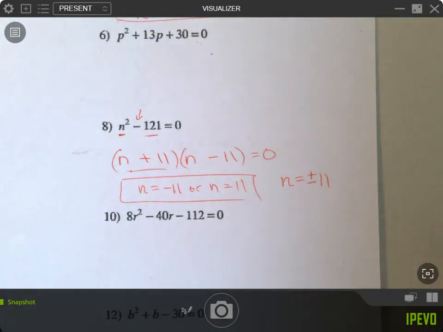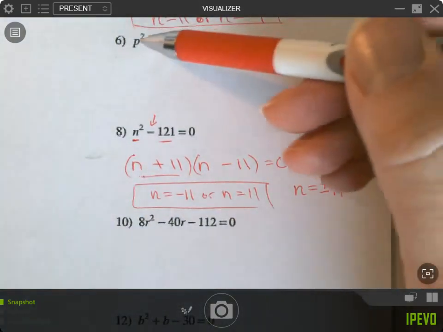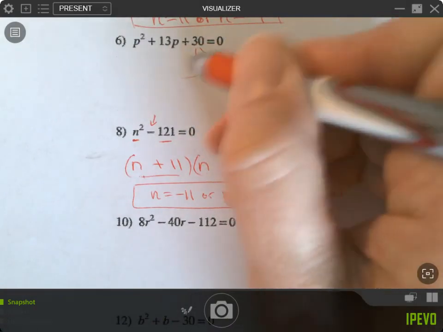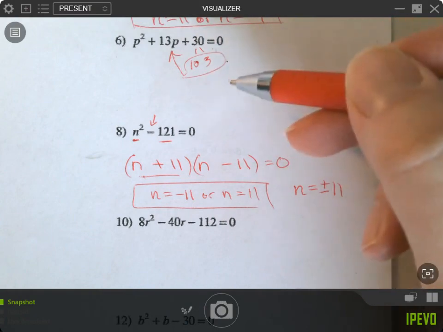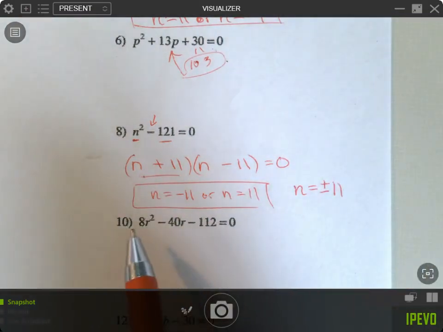All right, so let's talk about number 10. Number 10 is not the easier factoring. Like this is easier factoring. Factors of 30 add up to 13: 10 and 3. Boom. I can factor that. That's not my answer. That's going to help me factor. The factors of negative 112 won't add up to 40 or negative 40 because of that 8.